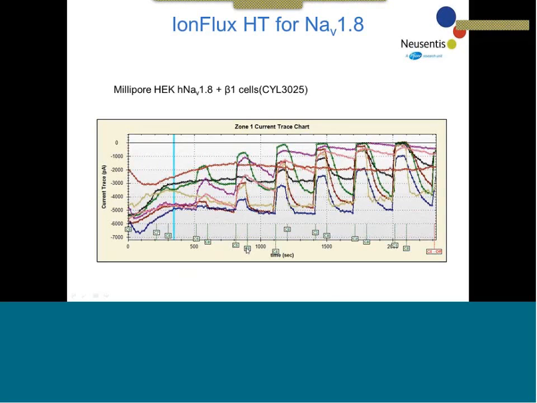Here's an IT plot of that same experiment. So you can see in brown, we've got our DMSO control showing you that the currents are pretty stable over a long period of time. So the time scale here is in seconds, so you can see that our total experiment time here is about 40 to 45 minutes. So the cells last really quite nicely on the IonFlux instrument.